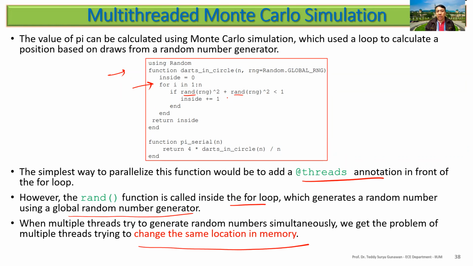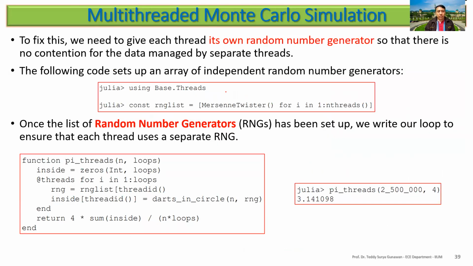Then if you have that, you get different results, depending on the speed, whether you are running thread 1 first, thread 2 first, or another thread. So to fix this, we need to give each thread its own random generator so that there is no data race.